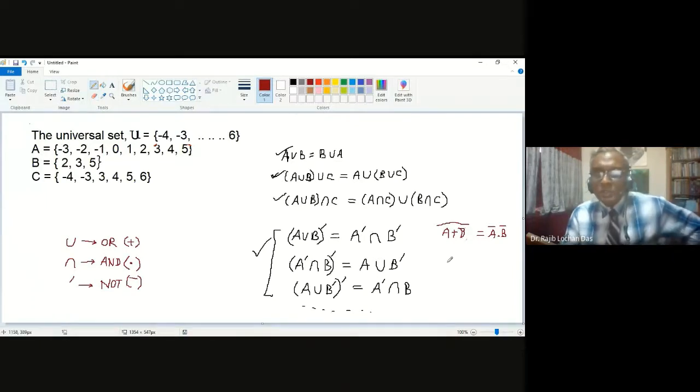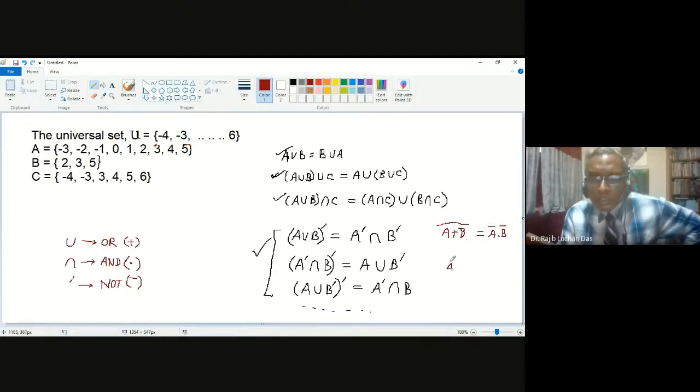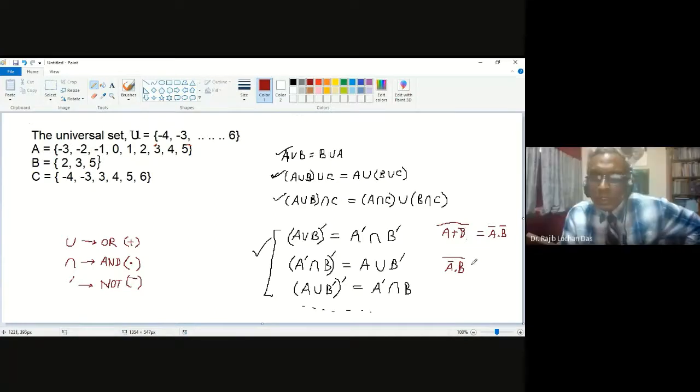Let me write the second one in the Boolean algebra system. So it will be A bar plus B whole bar. A bar, not plus. It is not plus. So into. So A bar into B whole bar. So what you will write in the right side?